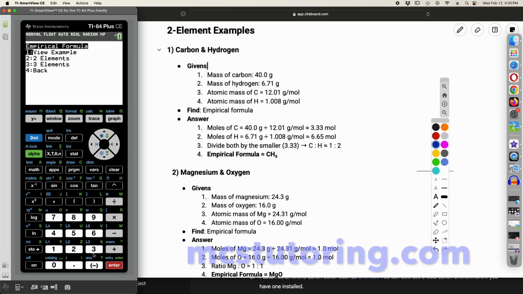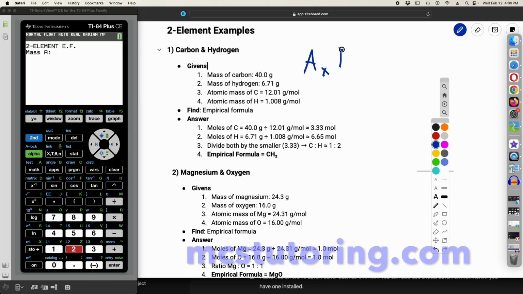Now, in my more prehistoric program, when I do two elements, it's going to be A with some subscript X, and then B with a subscript of Y. You'll see this in a second. So for this two element empirical formula, the mass is 40 for element A.